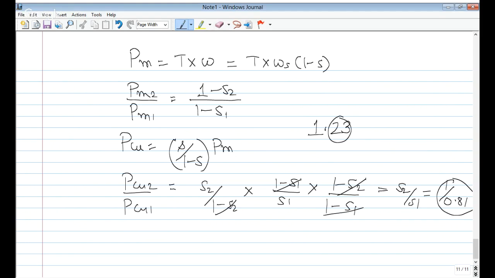The next question is again from Rahul Patnaik. The speed of an induction motor is kept controlled by varying frequency, keeping V by F constant. Breakdown torque and magnetizing current both would remain constant. Breakdown torque will remain constant, but magnetizing current would increase.